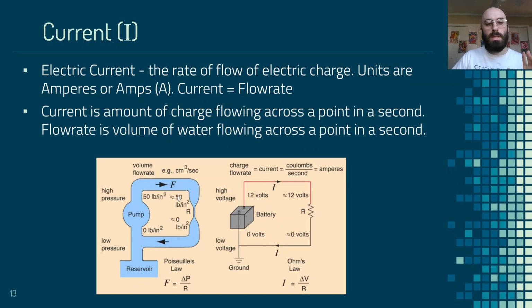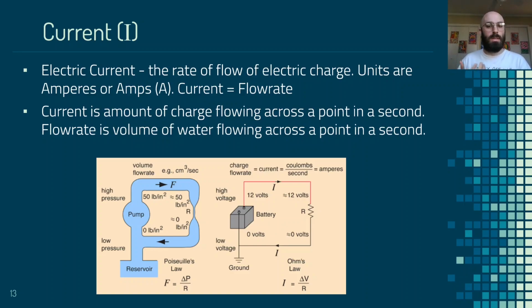That brings us to our third point, which is resistance. The rate of the flow is determined by the resistance inside of the pipes. And the rate of flow of our electric charge, or our current, is determined by the resistance in the circuit.